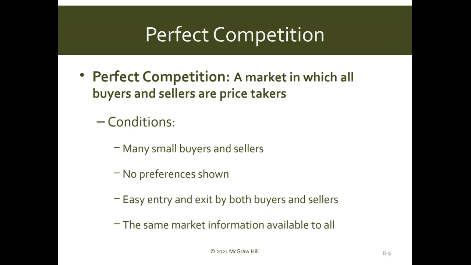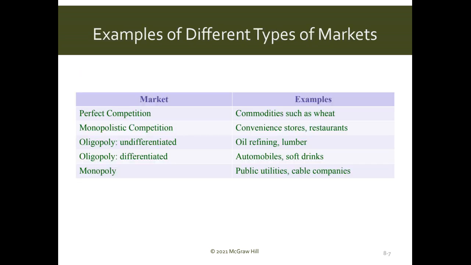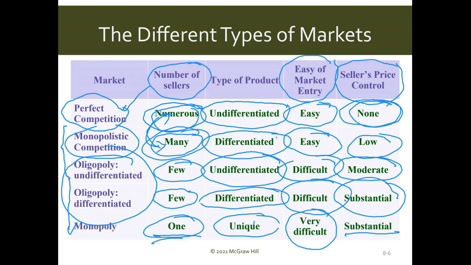Oligopoly market. There are two possibilities: undifferentiated products or differentiated products. In both cases, a few firms, and it is difficult to enter and exit from the industry. So difficult, it's not easy, but difficult entry and exit in oligopoly market. And finally, monopoly market.